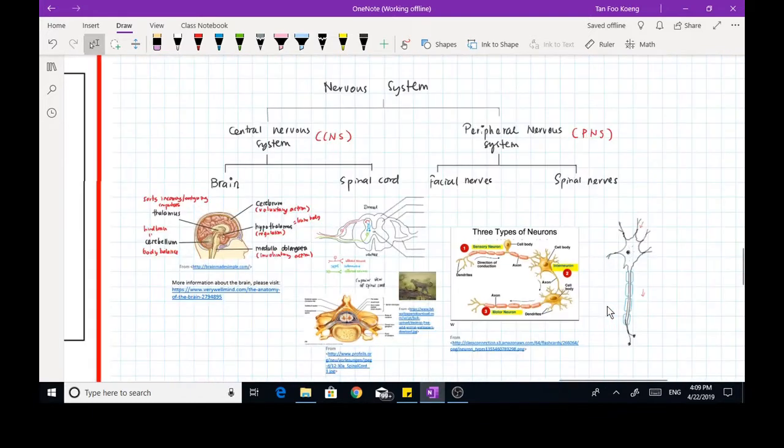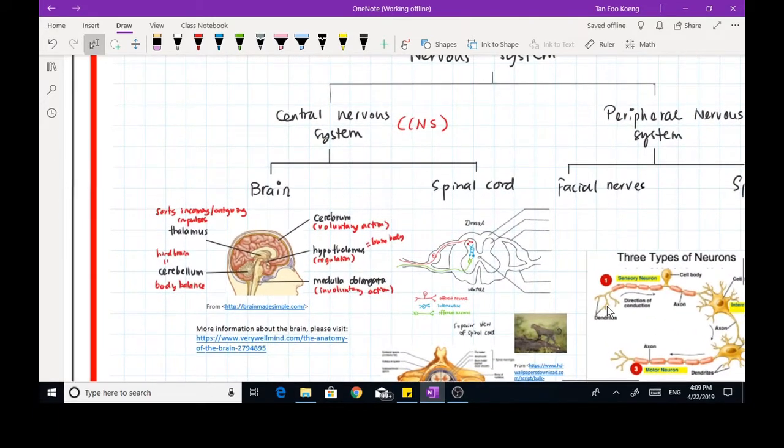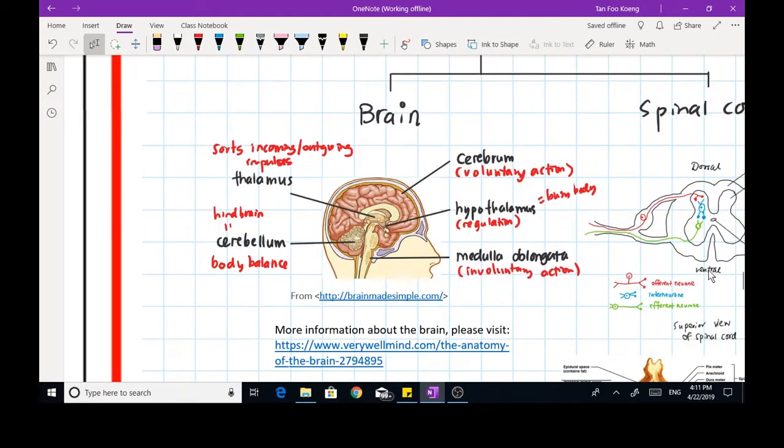Now there are two parts of system in our nervous system. The first one is the central nervous system and the second one is the peripheral nervous system. The peripheral nervous system is there to support the central nervous system. Now in the central nervous system, we have the brain and the spinal cord. Now, if you look at the brain, the brain can be divided into a few parts. Now, the first part, which is also the biggest part in our brain, is the cerebrum. Cerebrum controls the voluntary actions, the actions that are controlled by your will. Now, for example, the movement of your fingers.